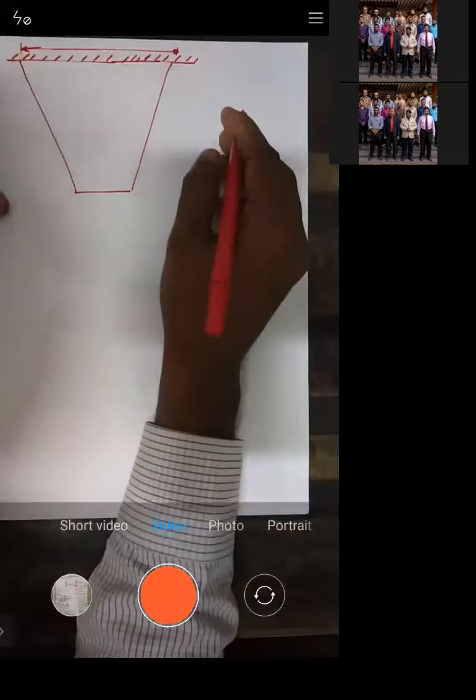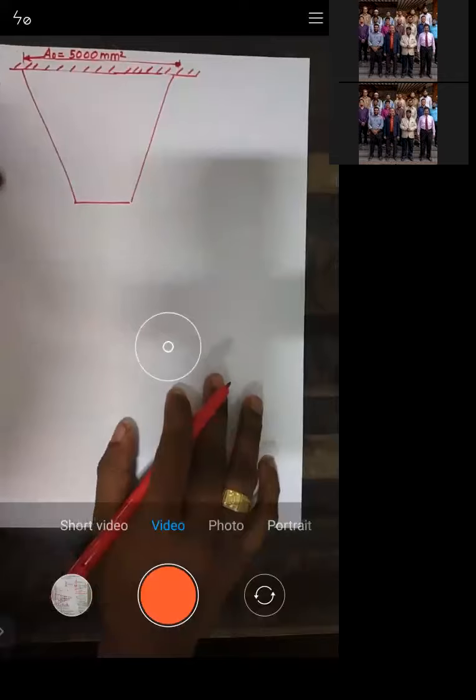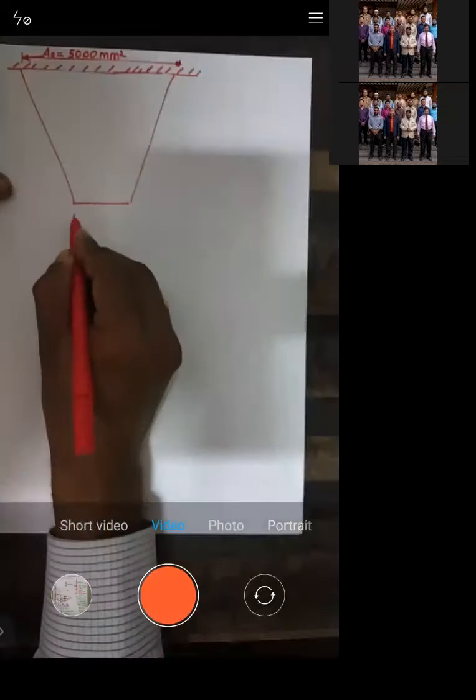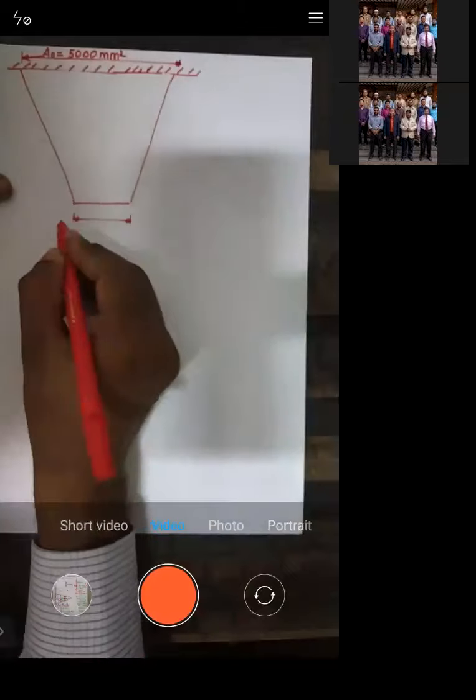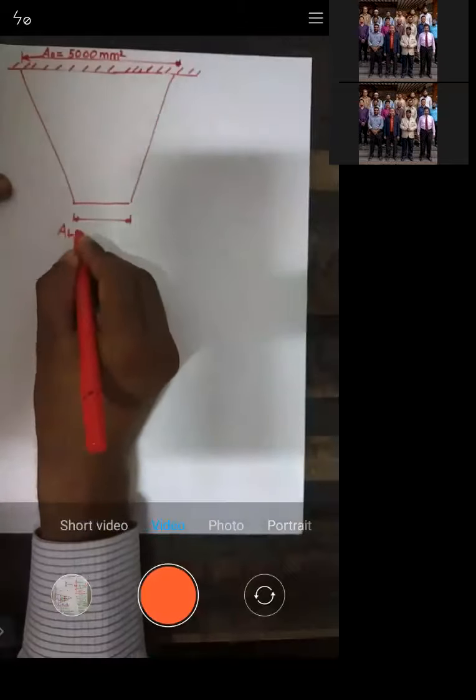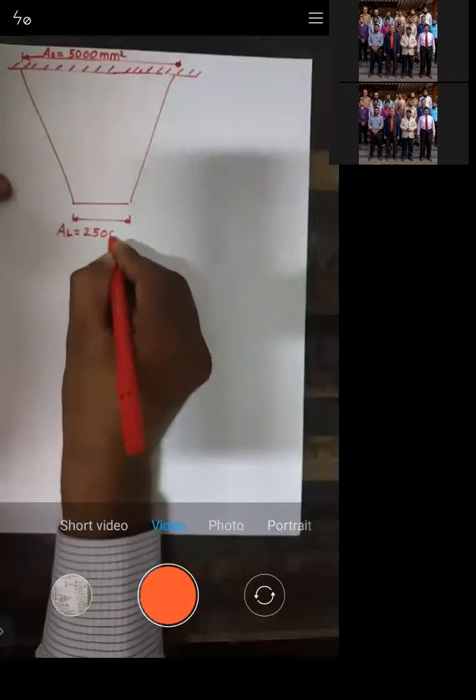The area at this particular section, that is at the top end, they have mentioned as A0, and its value is 5,000 mm square. So the cross-section area at the top of the bar is 5,000 mm square. Now at the bottom, they have mentioned that area as AL, and they have given the value as 2,500 mm square.